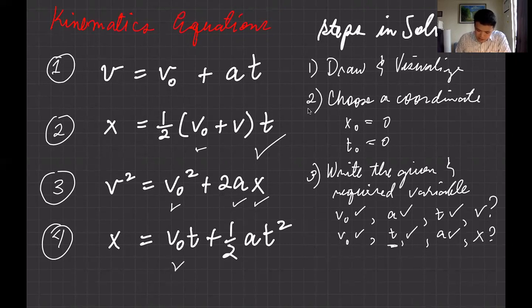There is v naught, there is time, there's acceleration, and of course, your displacement, what you're looking for. So here, you're going to use equation number 4. Okay? So those are the tips. You really need to write your given and write your required variable. Okay? So let me erase this.